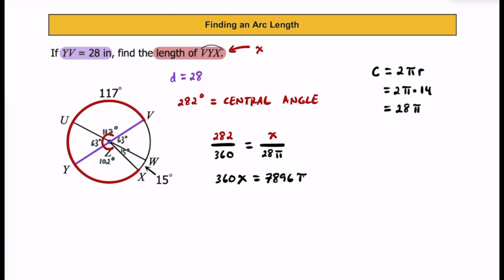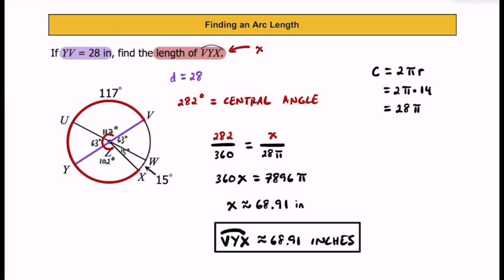7,896 pi. And if we go ahead and divide both sides by 360, we should get that x is going to be roughly 68 point, let's go with 91 to the nearest hundredths place, and this is going to be inches. And so in summary, then the arc length of this major arc of VYX is going to be about 68.91 inches long. This would be our answer.